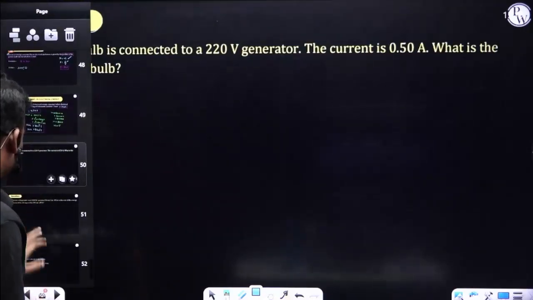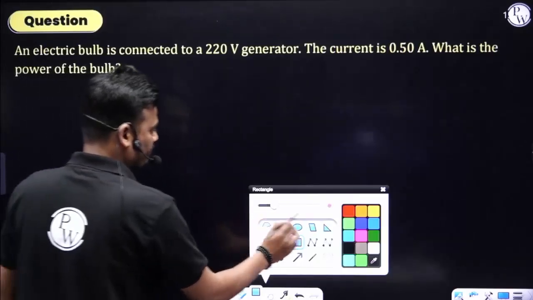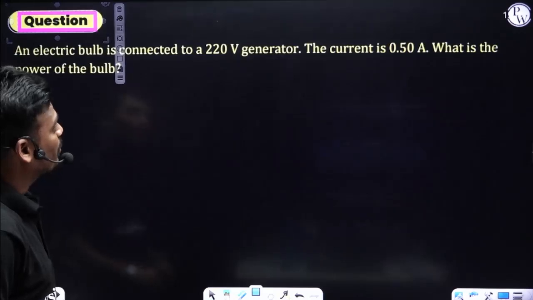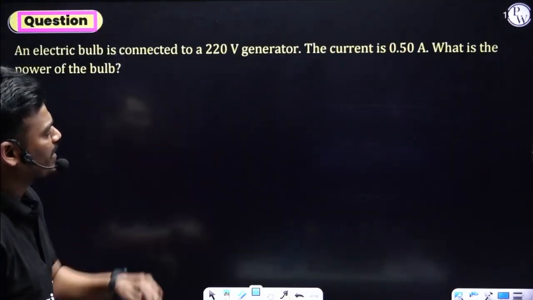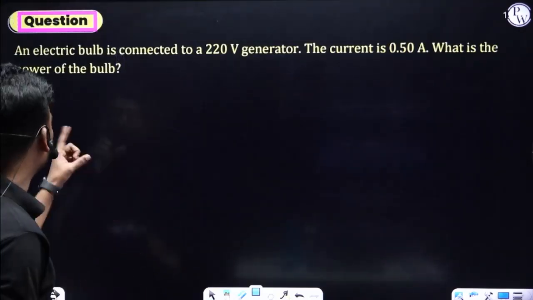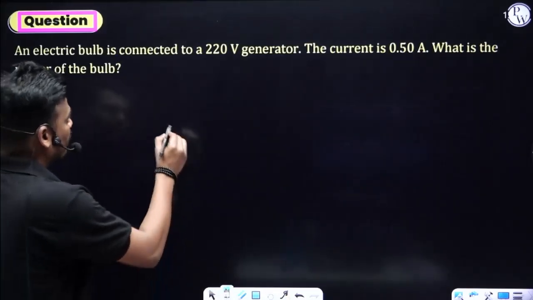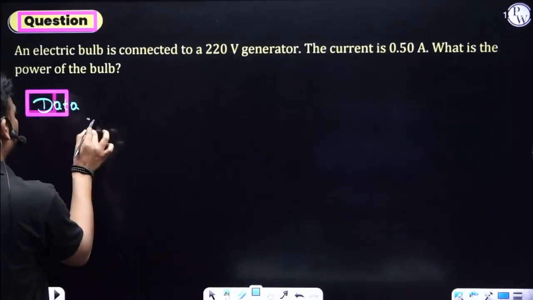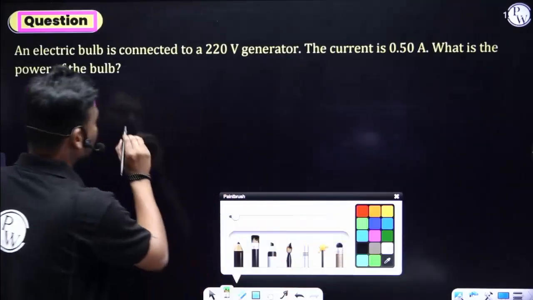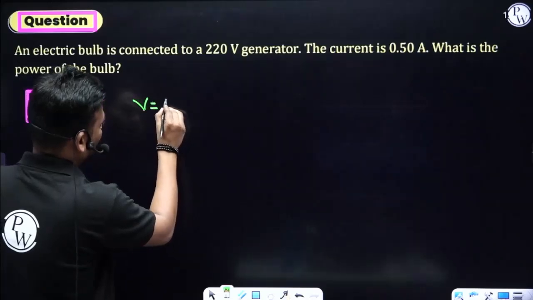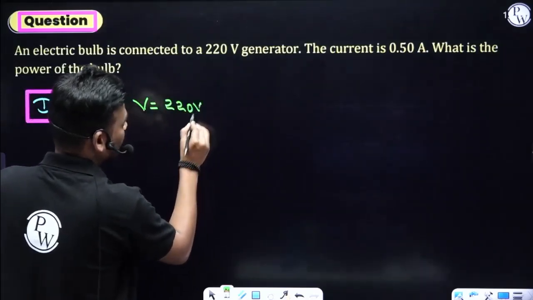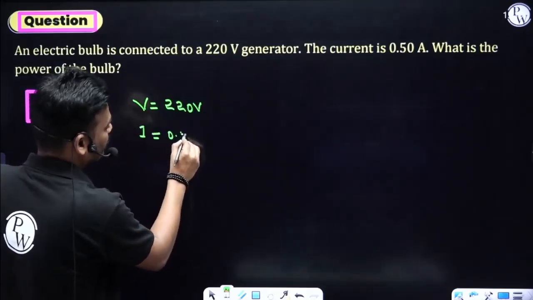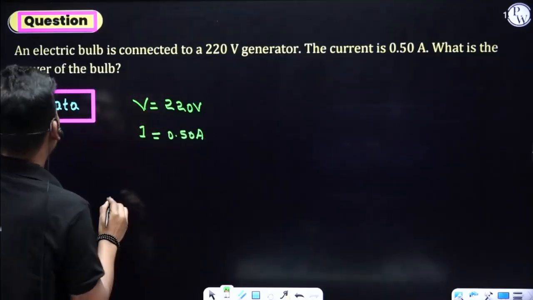Okay, now the question is: an electric bulb is connected to a 220 volt generator. The current is 0.50 ampere. What is the power of the bulb? So here, first we need to write down the data. The potential difference, that is the voltage, they have given as 220 volt, and the current they have given is 0.50 ampere, and they are asking the power of the bulb.